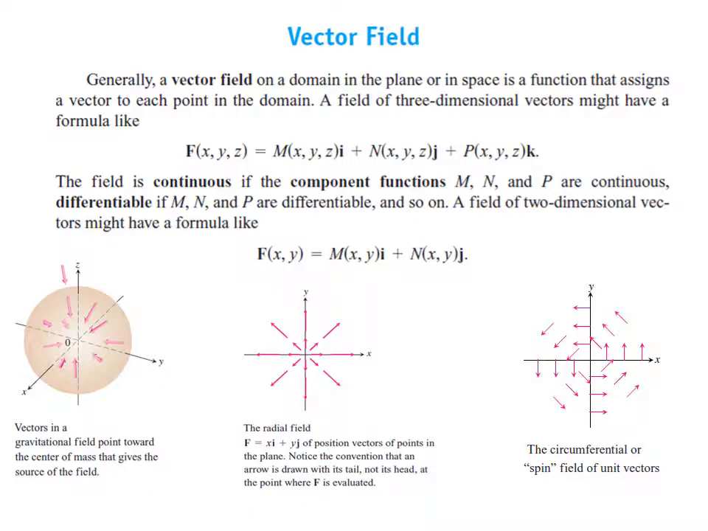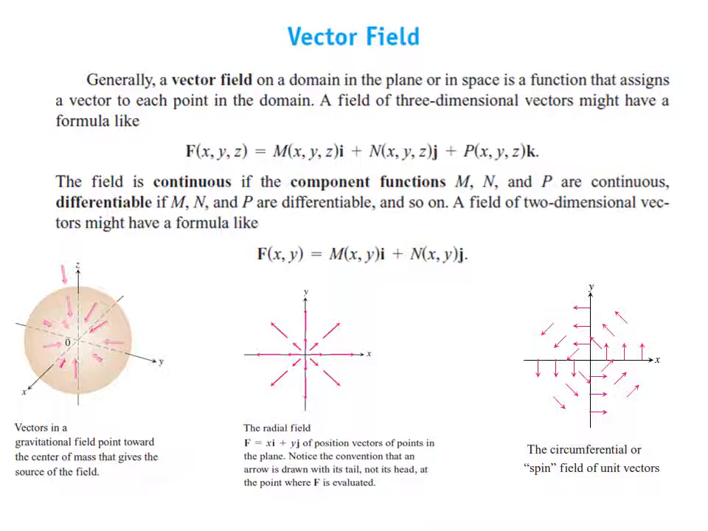Let us move to the concept of vector field. Generally, the domain of a vector field is either plane or space. A vector field is a function defined in the plane or in space, in which each point of the function has vectors. It means that vectors are attached to each and every point of the function in the plane or in the space.